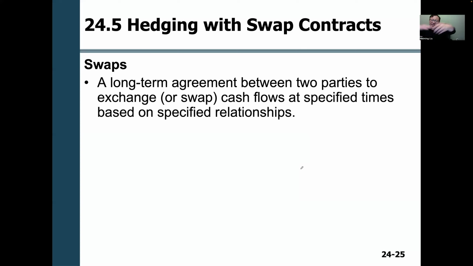So the idea is it's a cash flow exchange. How much you pay me, how much I give you, but it won't be certain. It doesn't make sense that you give me $5 and I give you $5. That won't be a transaction. There's no benefit. Why would they do that? The reason they have the swap contract is the uncertainty. It's a long-term agreement between two parties to exchange swaps cash flow at specific times based on specified relationships.